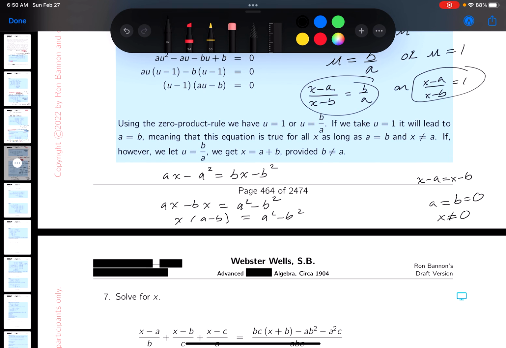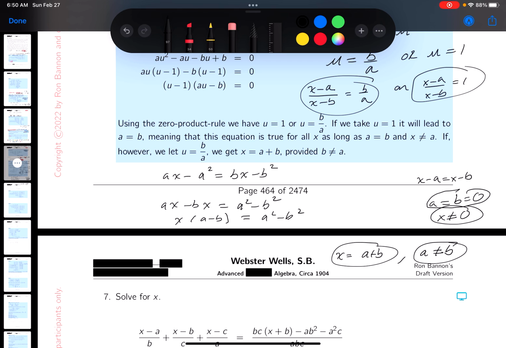I'm going to divide both sides by a minus b, and what do you get? x equals, well, that would just be a plus b now, all right? Provided a doesn't equal b, all right? Now let me repeat this. If a equals b equals 0, x can't be 0. I'm saying if a is not equal to b, x would be a plus b, all right?